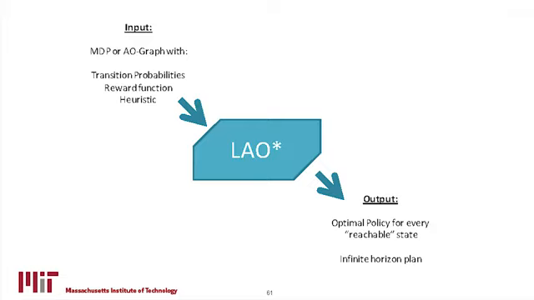Alright. So for our algorithm, what we're going to do, we're going to input either an MDP or an AO graph with transition probabilities or reward function and heuristics. These are all things that we kind of defined prior to figuring out a plan. What we're going to come out with is an optimal policy for every reachable state. It's a little different than what value iteration gave us, which is an optimal policy from every possible state. But we argue that that's all we need.